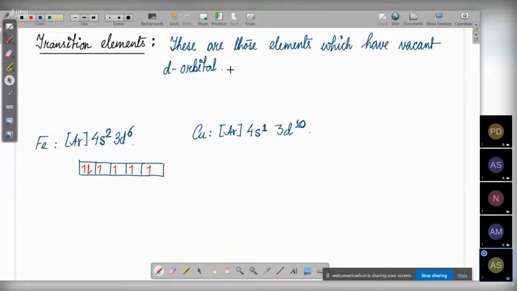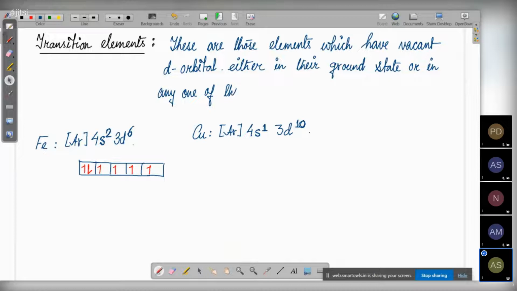Okay, so these are those elements which have vacant d orbital. Now you have to add to this: either in their ground state, ground state meaning this normal, simple, neutral state, either in their ground state or in any one of the stable oxidation states. Now this is the complete definition.